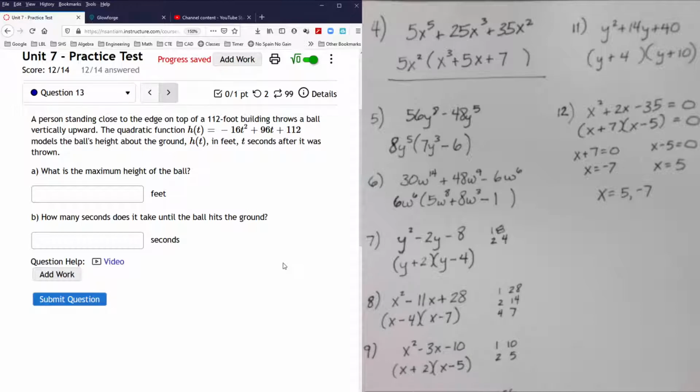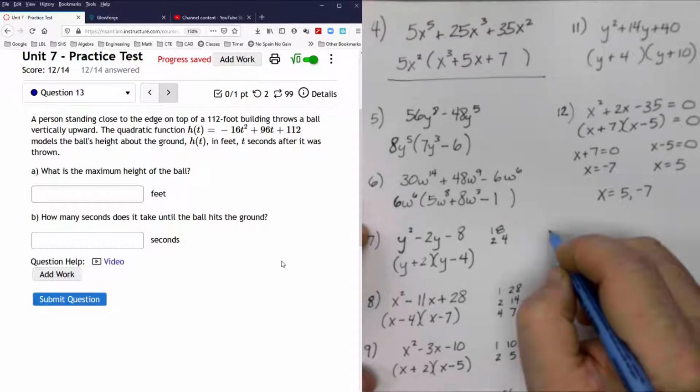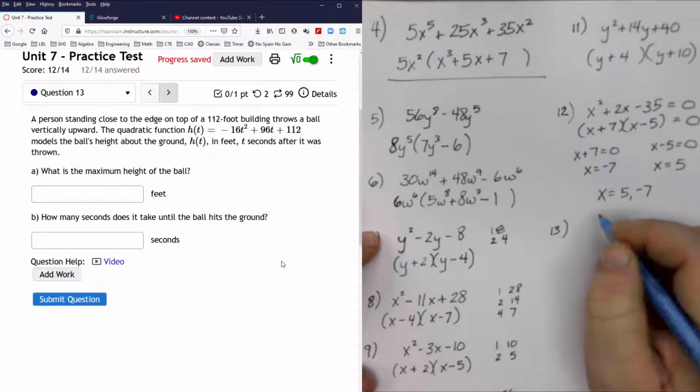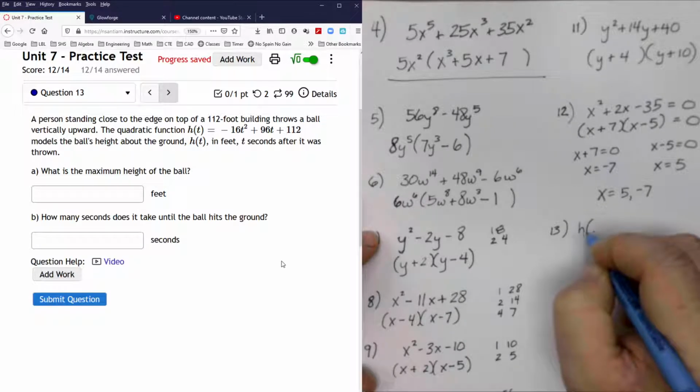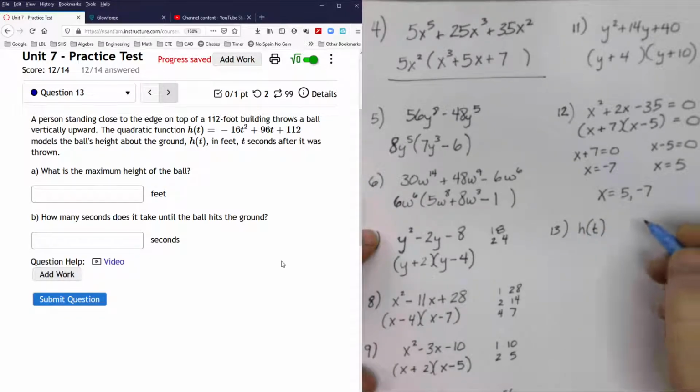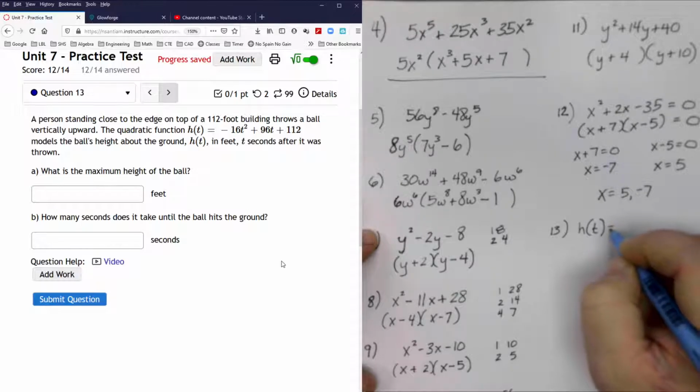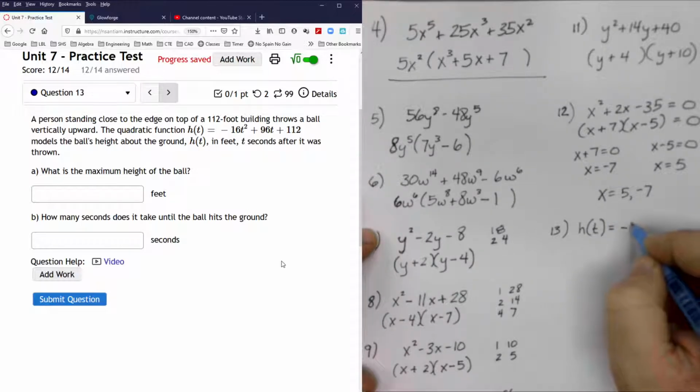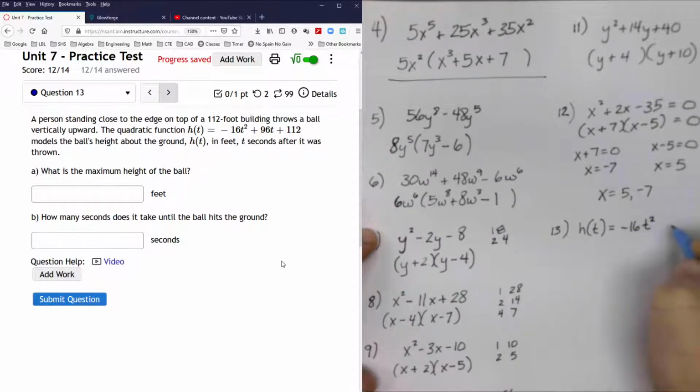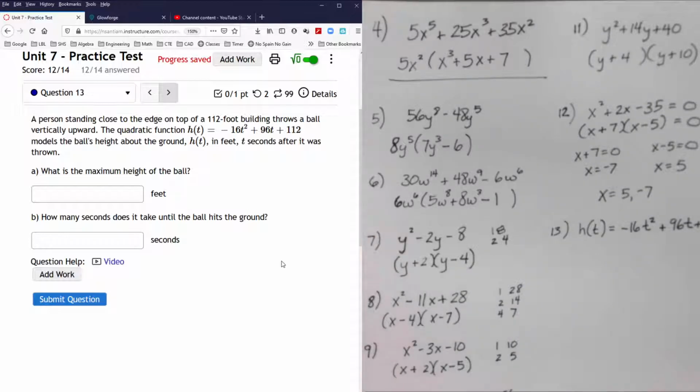Number 13. Okay, so number 13, they are giving us an equation here. They're giving us a situation. So we've got this equation that tells me what the height of a ball is after a certain amount of time: negative 16t squared plus 96t plus 112.